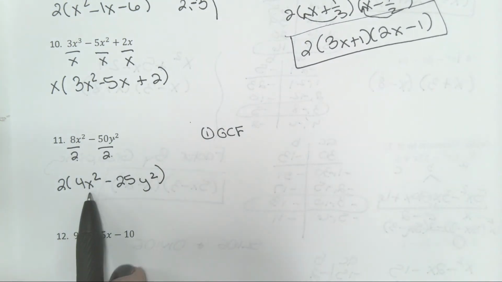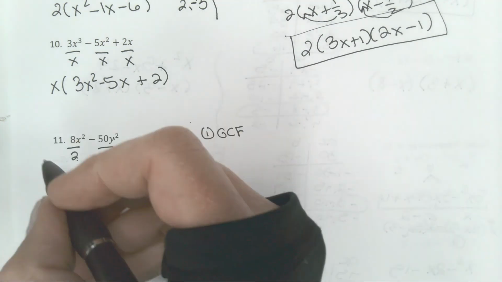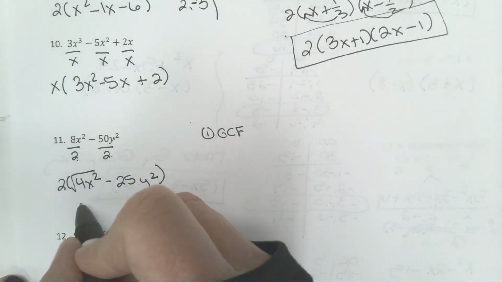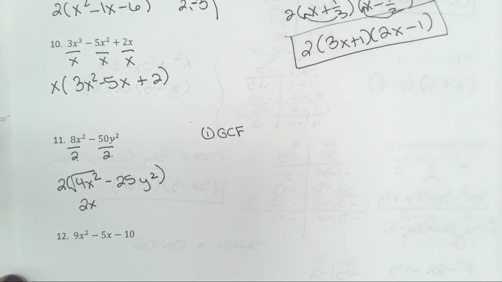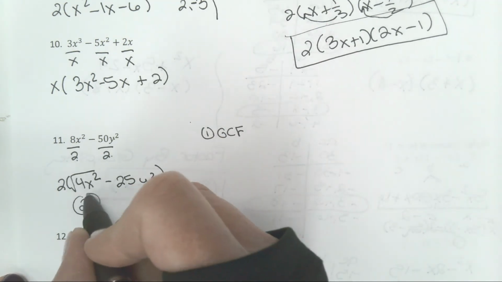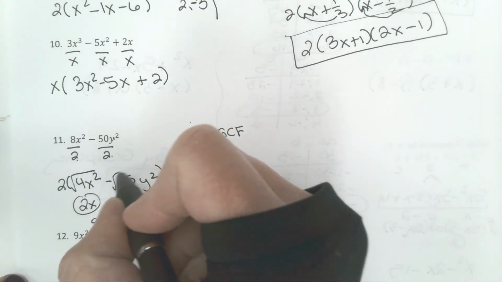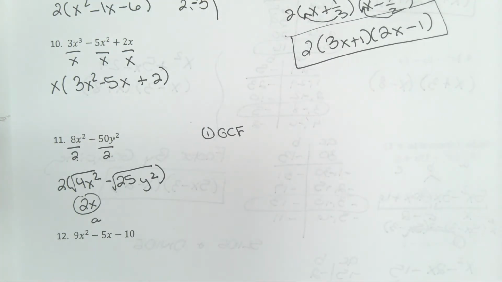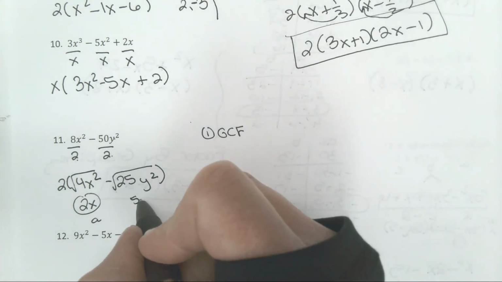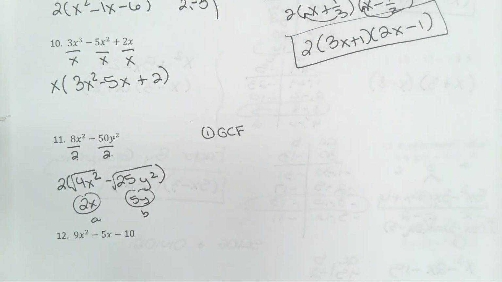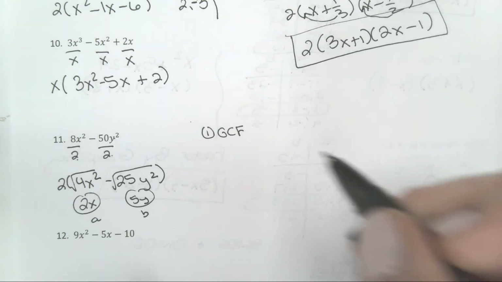Oh, that looks much better. 4x squared, that's definitely a perfect square. When you take the square root of that, you get a 2x. That is going to play the role of your a in your difference of squares formula. And then the square root of 25y squared is going to be a 5y. That entire term is going to play the role of your b in your difference of squares formula.